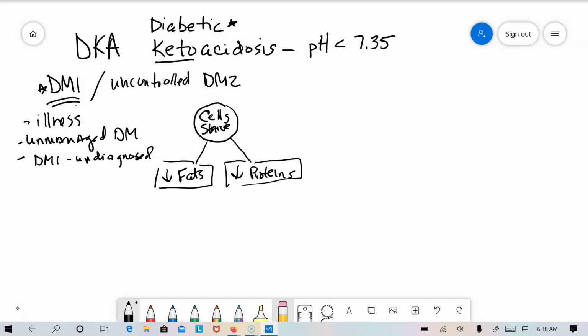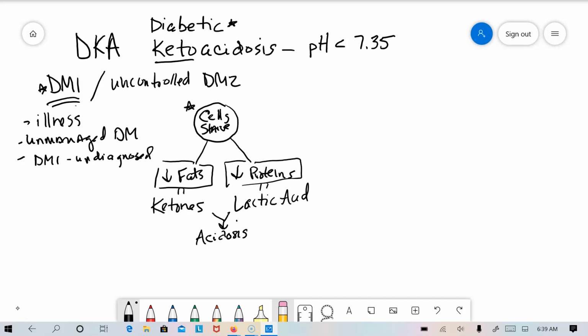The problem with the metabolism of either of these is that the end result increases the amount of acid in the body, because the metabolism of fats will produce ketones, and breakdown of proteins will produce lactic acid. Ultimately, in the end, it goes back to the acidosis. So you have a patient that presents in acidosis. They have elevated ketones, but this is basically the cause and what happens underneath.